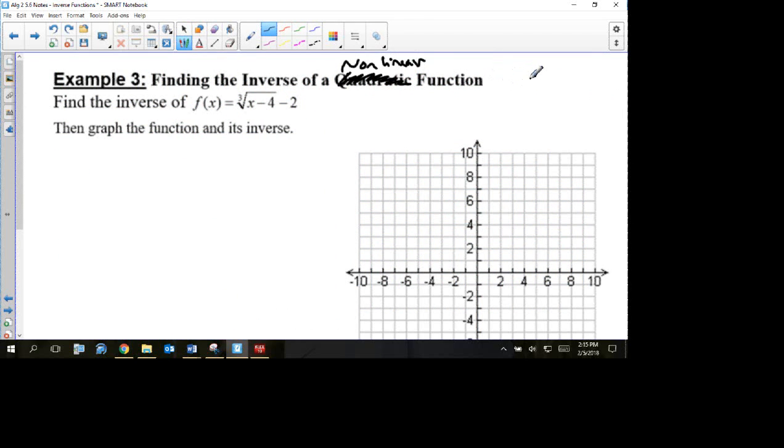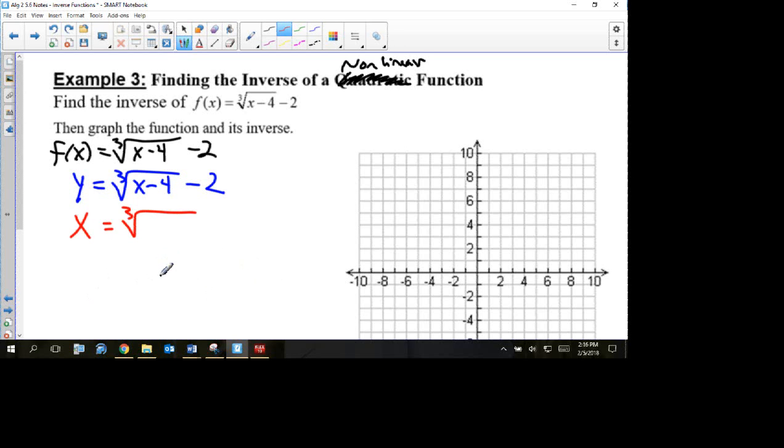Okay. So we're going to find the inverse of f of x equals cube root of x minus 4, minus 2. We're going to graph both. So the steps are the same. First step, make f of x say y. Step 2, switch x and y. And that's the inverse right here. This is the inverse.